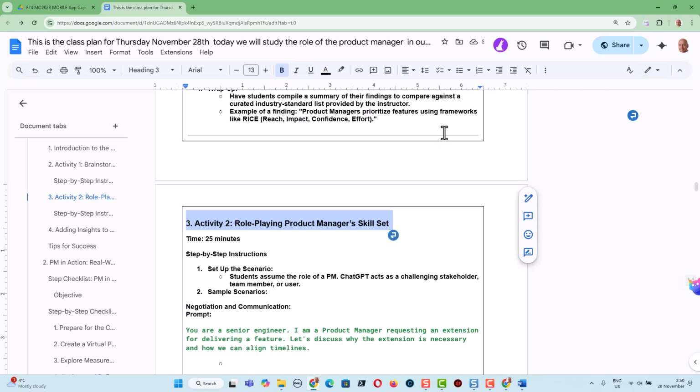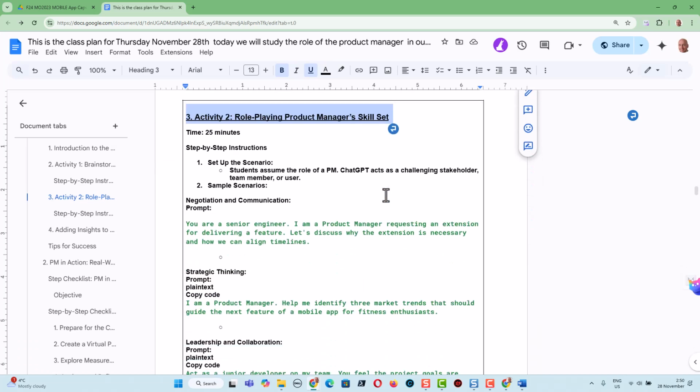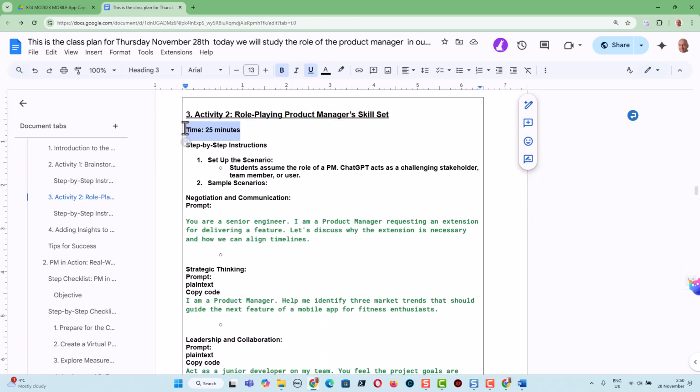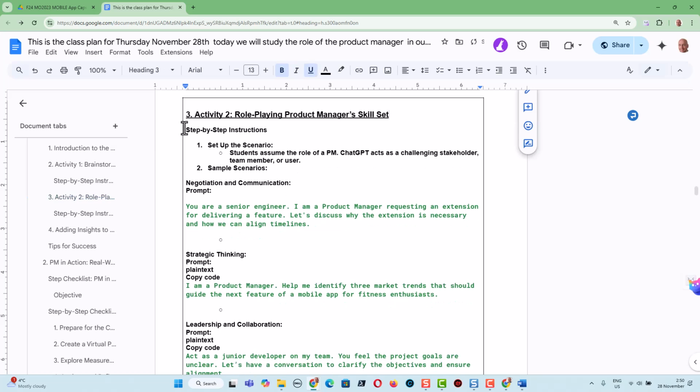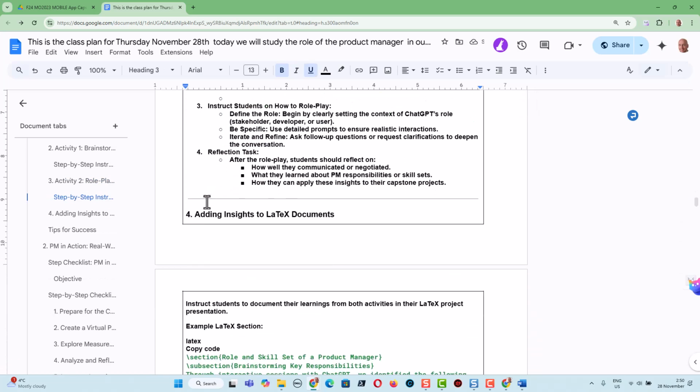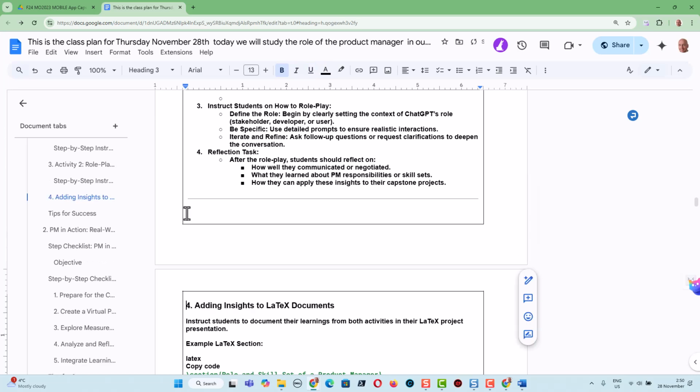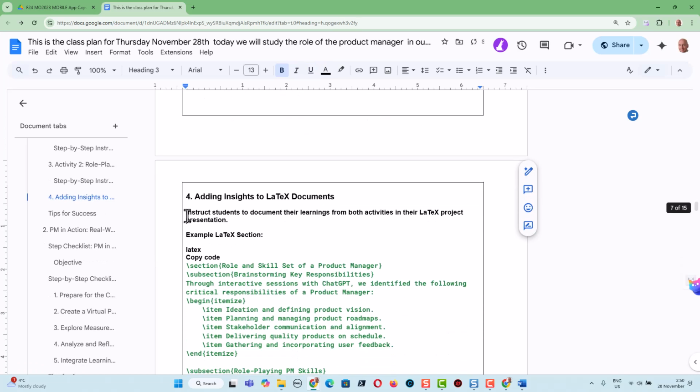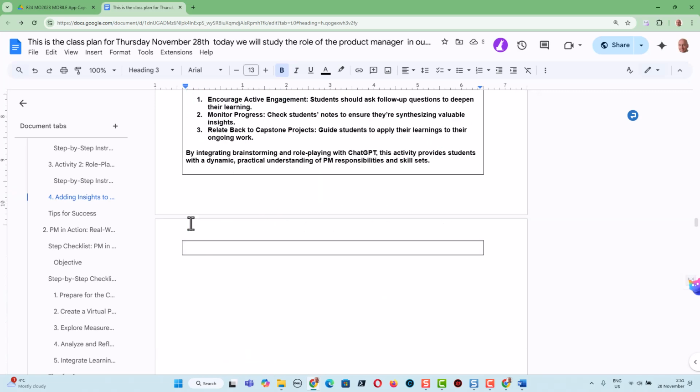So I want you to take all of these questions, answer them, research them, and then dump your results into your LaTeX product document. And then 4, adding your, well, you should be doing that as you're going along, not at the end, but add all your stuff to your LaTeX.